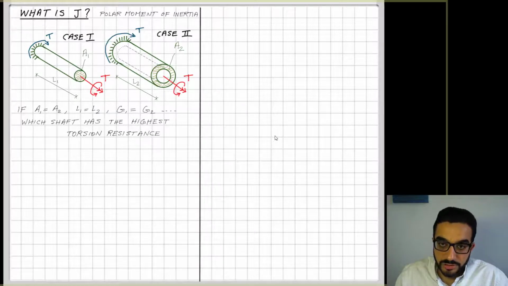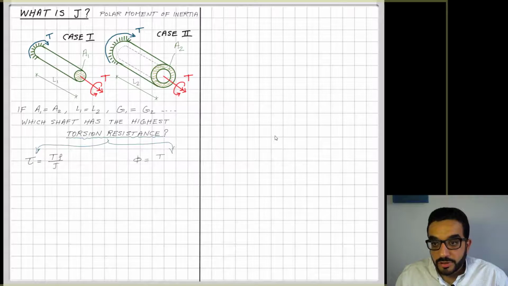So it's the same cross-sectional area, not geometry, but area, the same length, and the same type of material, so the shear modulus. One thing to note, in case 1, it's a solid shaft. Case 2, it's a hollow shaft. And the question here is, which shaft has the highest torsion resistance? And what do we mean here by torsion resistance?